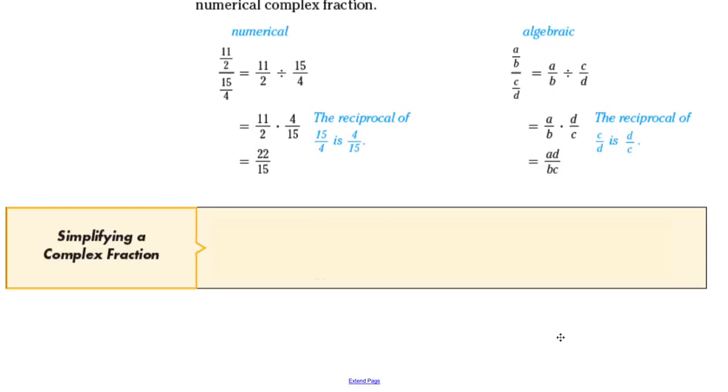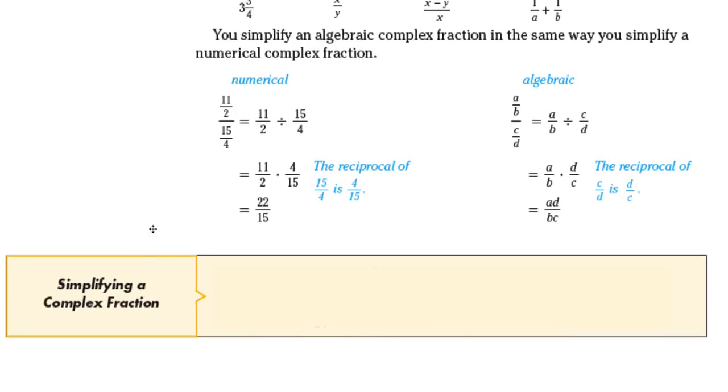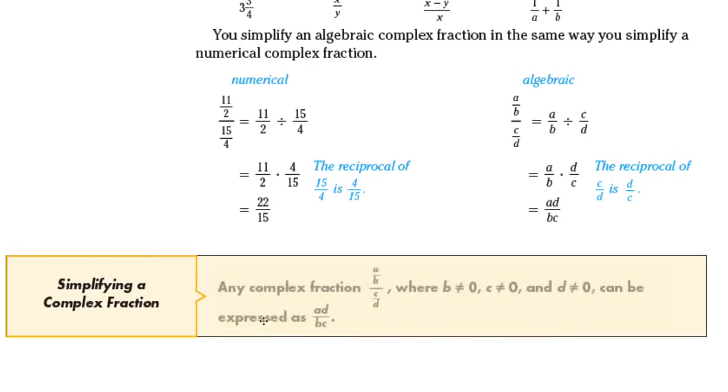Okay, which brings us to simplifying a complex fraction. When you simplify a complex fraction, you have a over b all over c over d, where b is not equal to 0, c is not equal to 0, and d is not equal to 0, simply because if these variables are equal to 0, we will have a denominator equal to 0, which will be undefined. So a over b all over c over d is the same as ad all over bc.